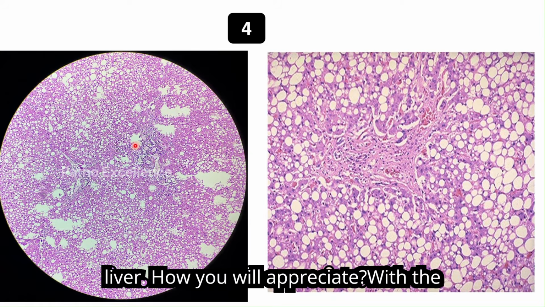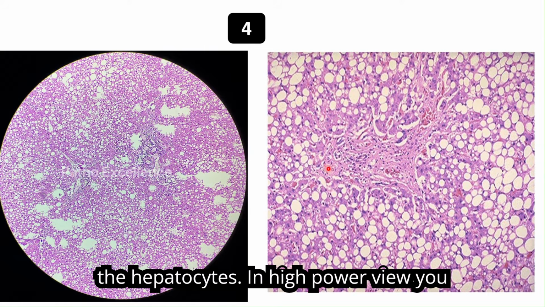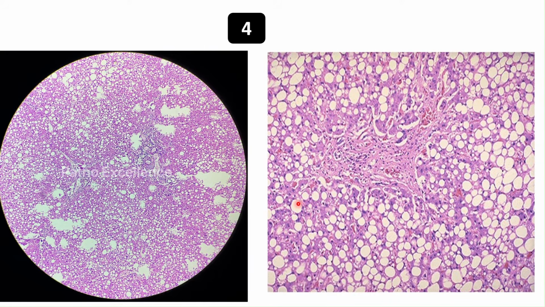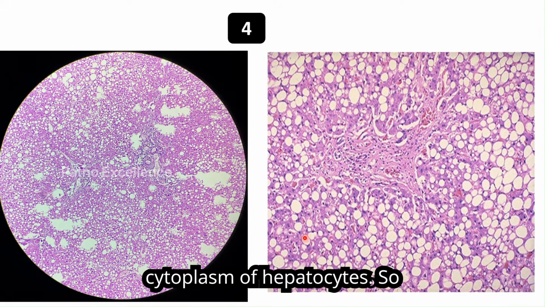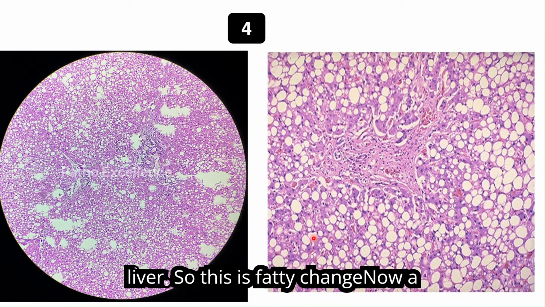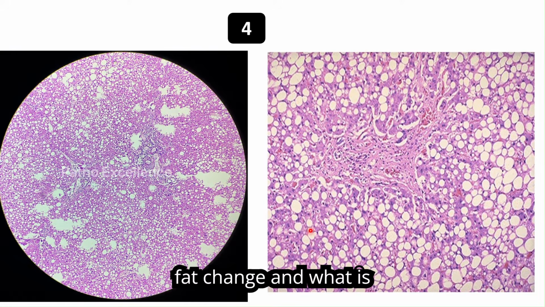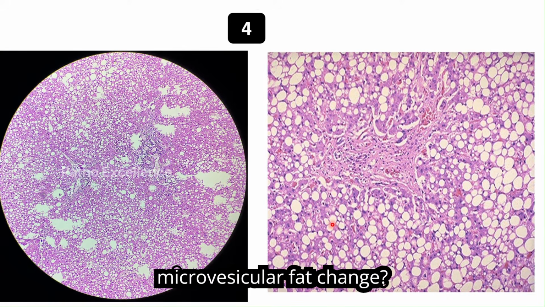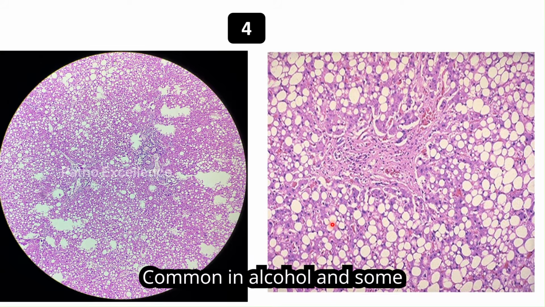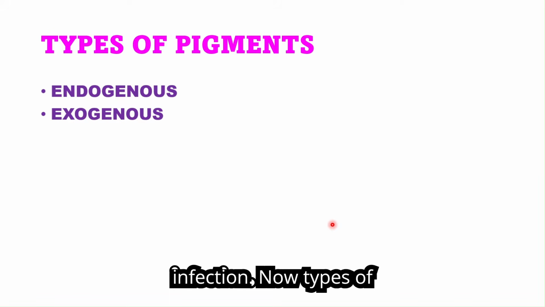This is a liver. How will you appreciate? With the help of the portal triad, and these are the hepatocytes. In high power view, you can see vacuolar deposition in the cytoplasm of hepatocytes. So this is fatty degeneration in liver. So this is fatty change. Now a question is, what is macrovesicular fatty change and what is microvesicular fatty change? Common in alcohol and some hepatitis virus infection.